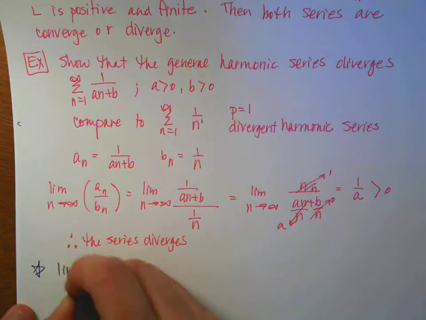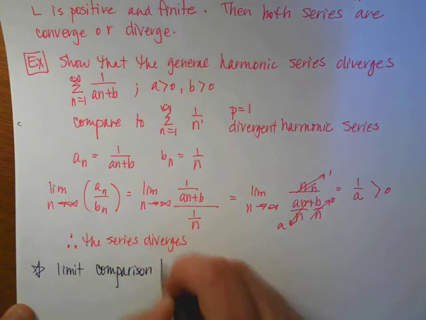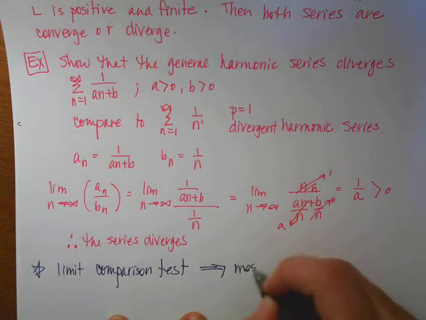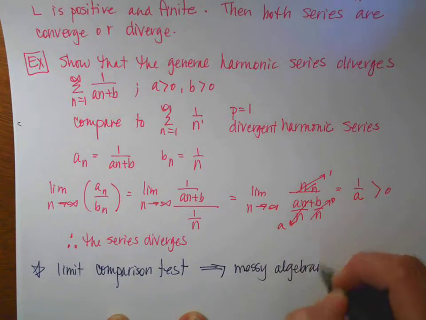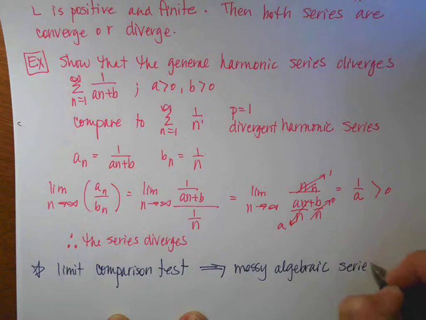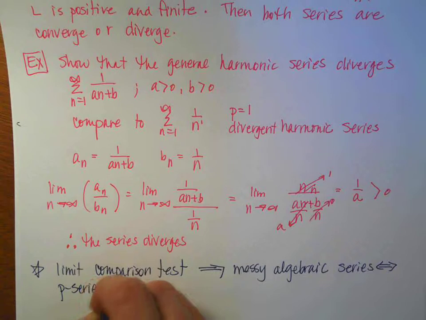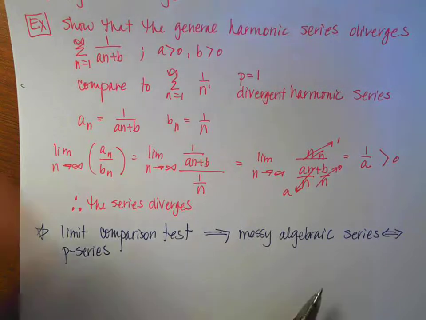So one of the things that we like to do with the limit comparison test is to use this for messy algebraic series, and we want to compare it to a p-series of some type, if possible, okay? So that means if we're going to use this process, then we have to choose a p-series that has the same magnitude as the nth term.